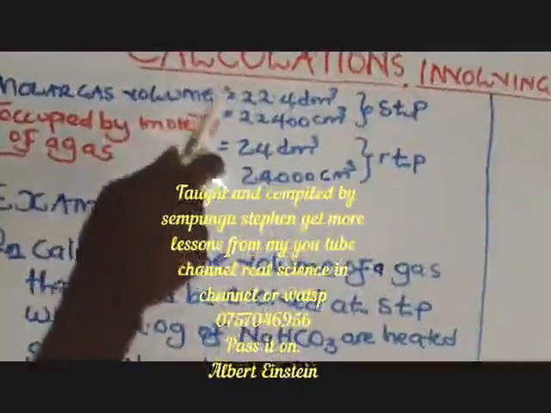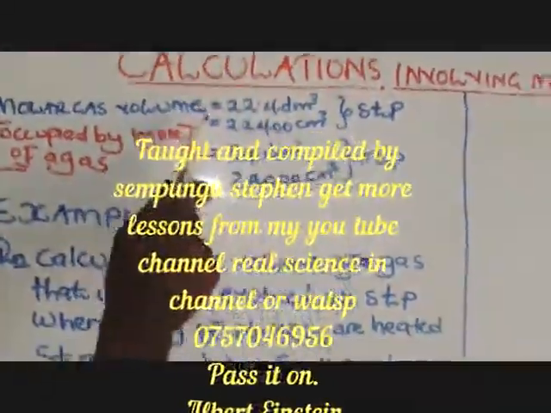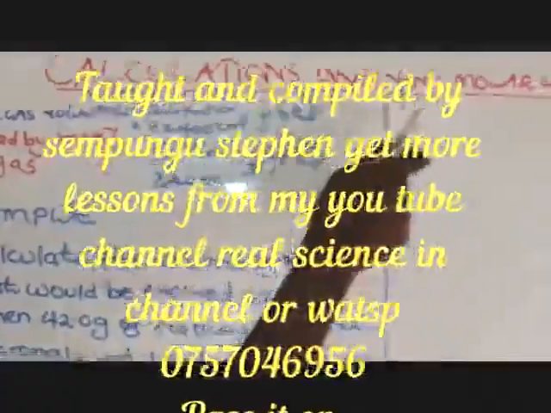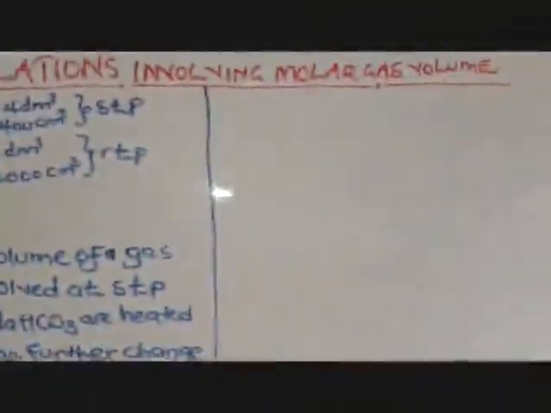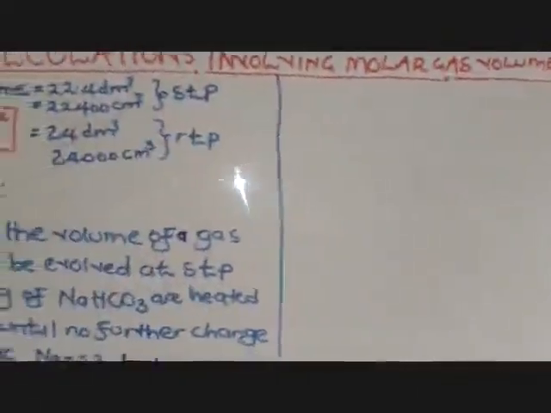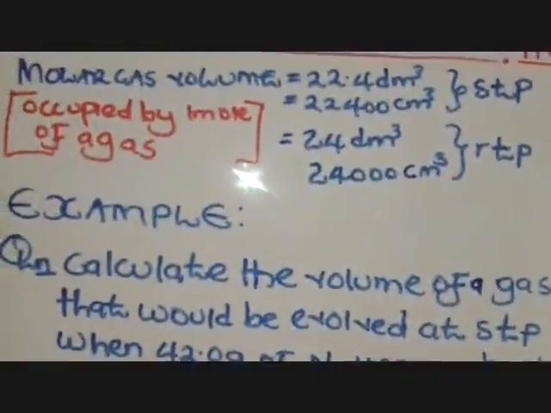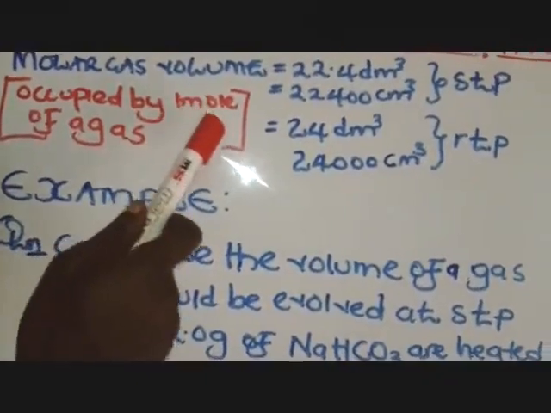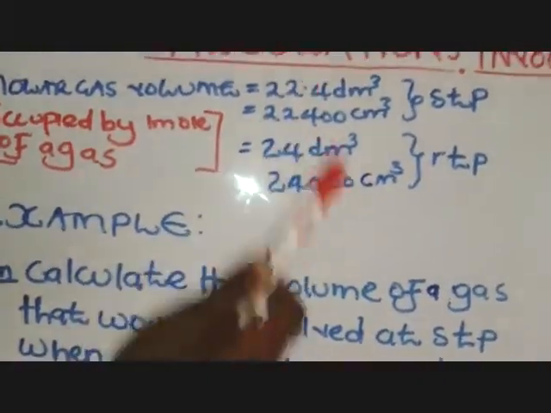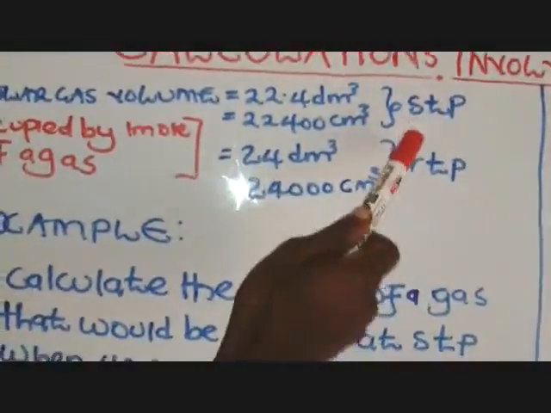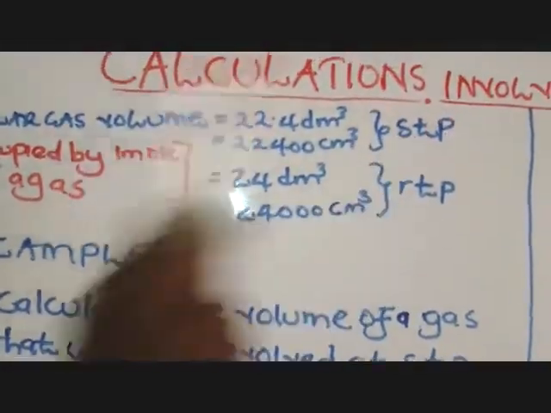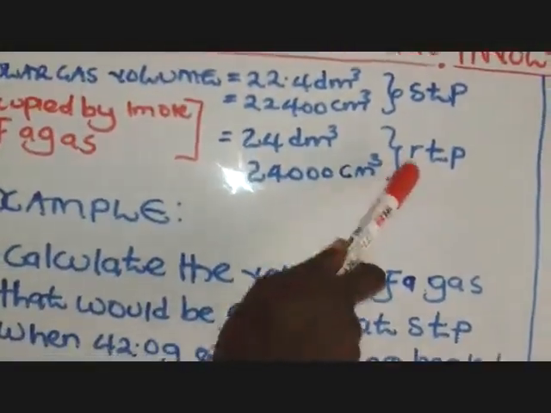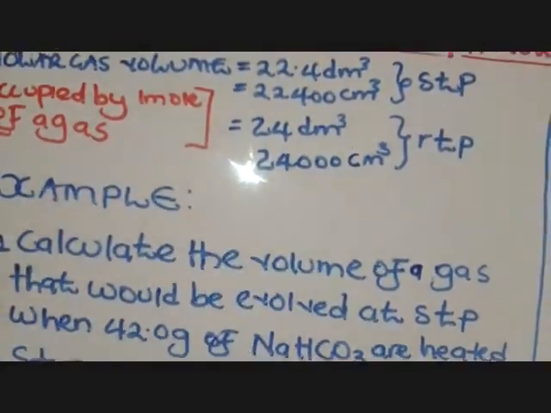So, members, back in our chemistry, we are looking at calculations involving molar gas volume. Molar gas volume is the volume occupied by one mole of a gas. Now, we have two molar gas volumes: one when we are taking the gas to be at standard temperature and pressure, and another when you are taking the gas to be at room temperature.